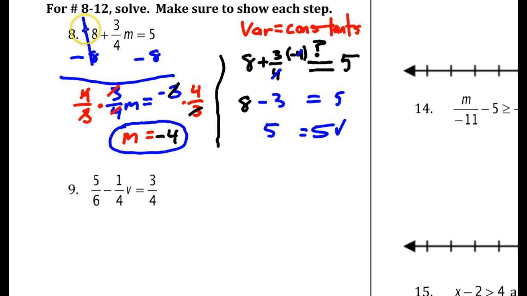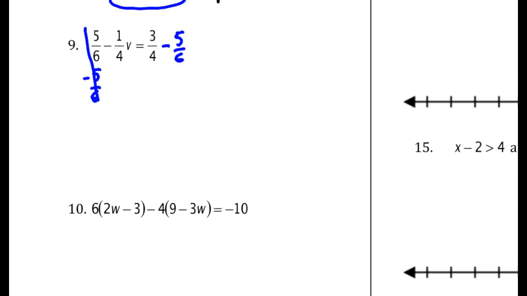So like here we had 8 plus 3/4 m equals 5, so I subtracted 8. It's the opposite of positive 8. Here I just have 5/6. Opposite of 5/6 is minus 5/6, both sides. And you notice I'm going to write it on the right side up here instead of below because I'm going to have to subtract these two. Same idea. 8 minus 8 equals 0. 5/6 minus 5/6 equals 0. So the algebra is the same.